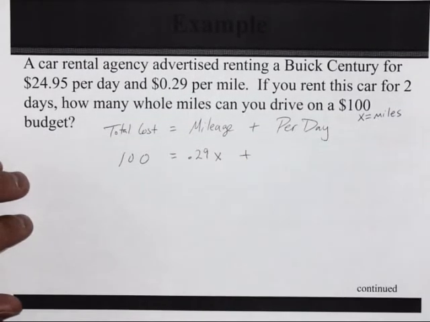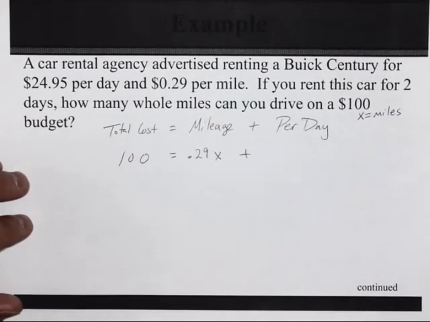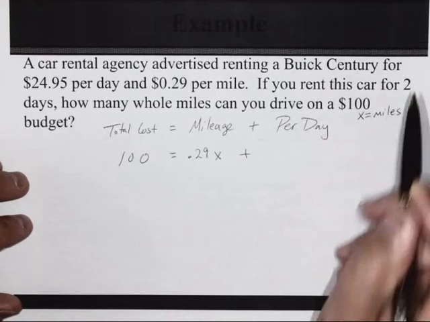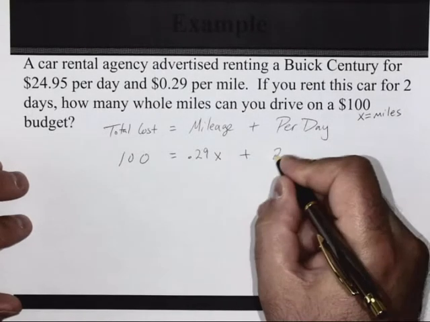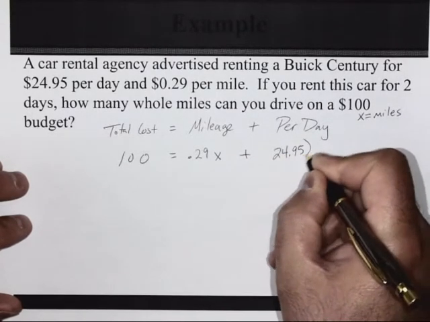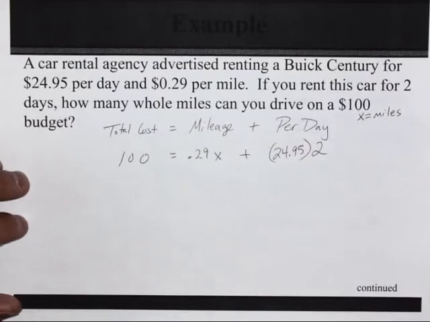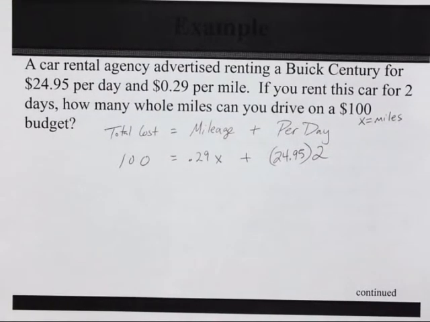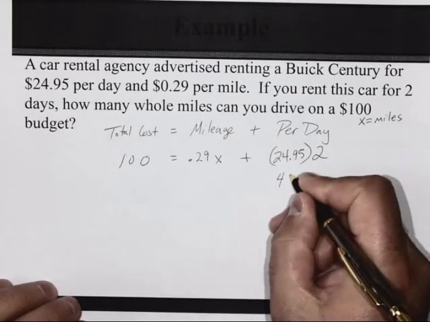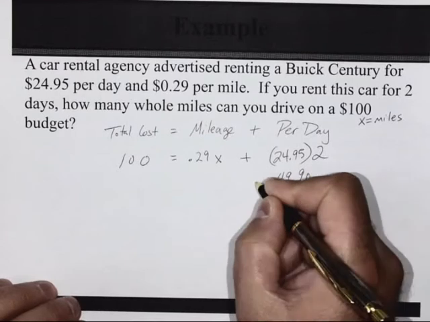Plus the per day cost, which is $24.95 per day, and we are renting the car for 2 days, so $24.95 times 2. Okay, so now we want to solve for x, so we can simplify the $24.95 times 2, so that's $49.90.